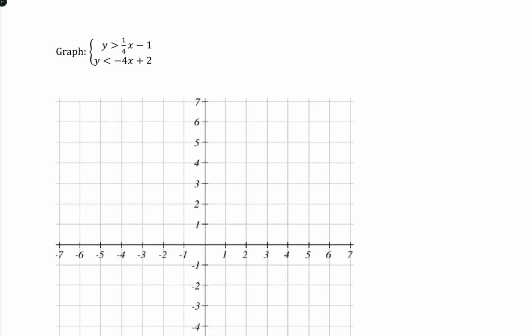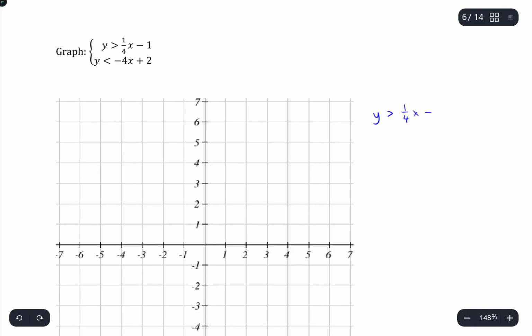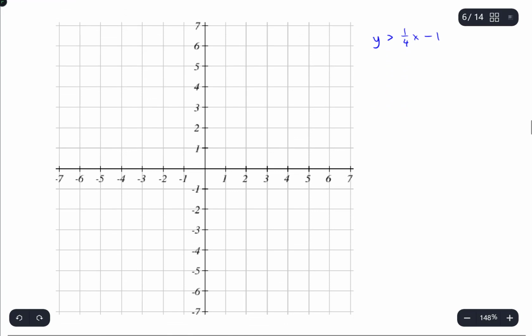Graph the system of inequalities. y is greater than 1/4 x minus 1, and y is less than negative 4x plus 2. So we'll start with each inequality separately, and then combine the results together in the end. I'll start here with y is greater than 1/4 x minus 1.